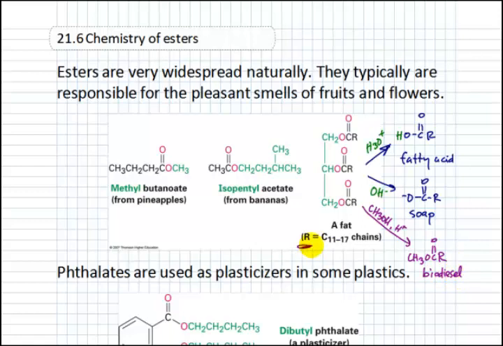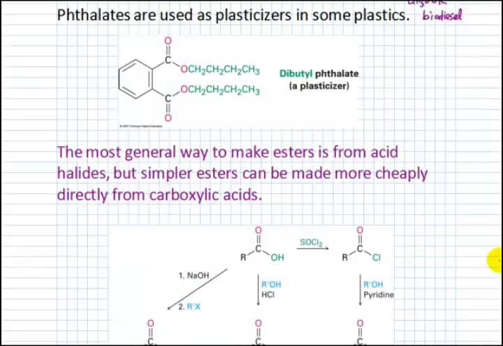Okay. In each case, those R groups are long chains. So free fatty acids are just carboxylic acids. A soap is a carboxylate salt of a free fatty acid. Biodiesel is a methyl ester of a fatty acid. Also commonly used industrially are phthalates.